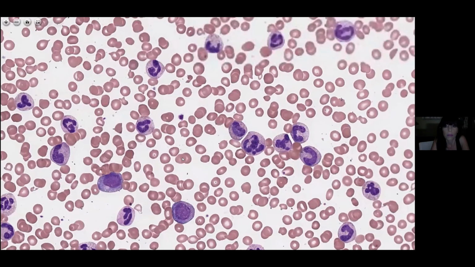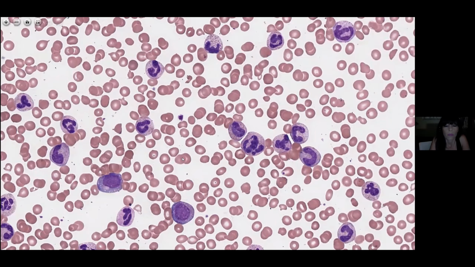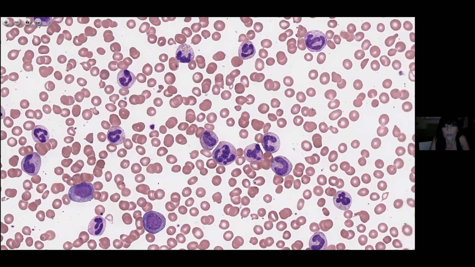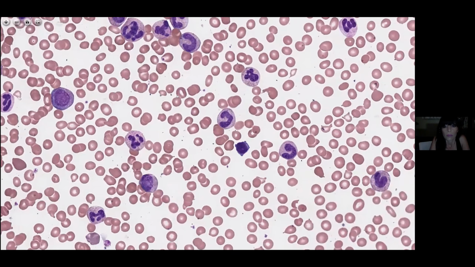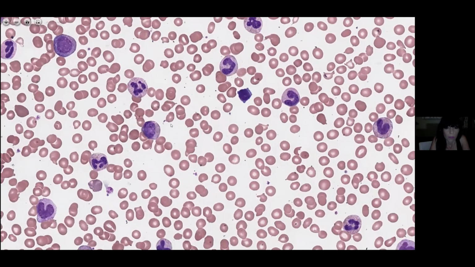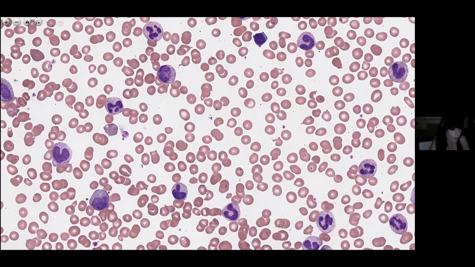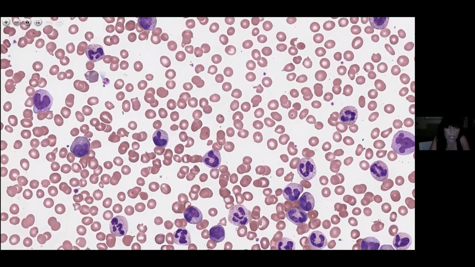Definitely. I think I completely agree. I think the other thing is, you know, the classical features which you've already described, and the lack of dysplasia is very typical, really. Is there anything you wanted to add?